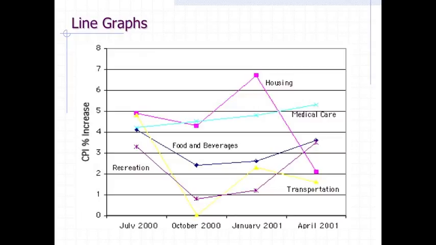This graph shows percent increases and decreases in 5 components of the CPI. The figure makes it easy to see that the medical costs steadily increased while the other costs had more irregular patterns. Although you could create an analogous bar chart, it would not be easy to interpret.